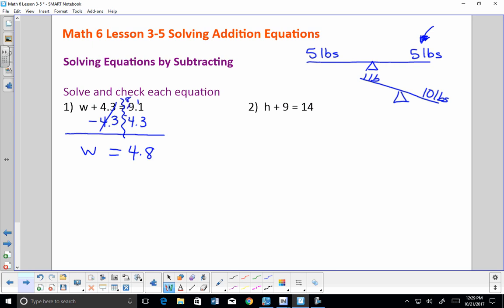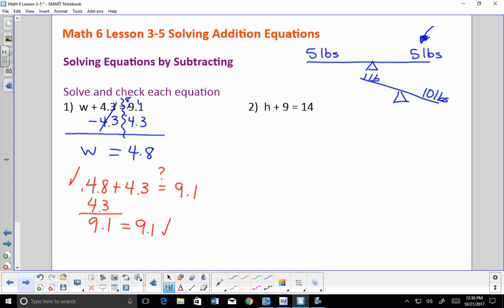We can check every one of our equations to see if we are right or wrong. To check an equation, all you must do is plug in the value for your variable and see if it makes a true statement. So if I plug 4.8 into this equation, I'm asking myself, is 4.8 plus 4.3 indeed equal to 9.1? Well, let's find out. I'm going to write it underneath here so that I can actually add it. 8 plus 3 is 11, 4 and 4 is 8 plus 1 is 9, so 9.1 does indeed equal 9.1, so this does check.